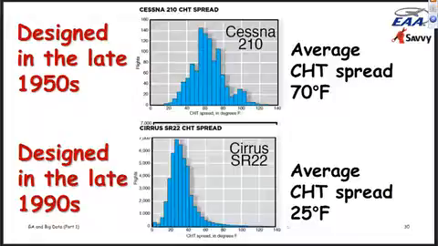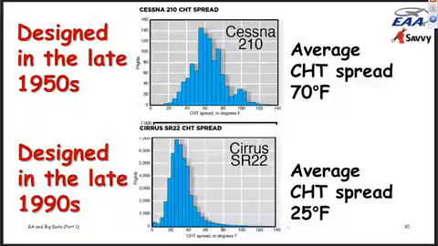empirical suspicions, where the Cessna 210s had a very, very wide CHT spread between the hottest and coldest cylinders, whereas the Cirruses had a very, very tightly clustered CHT spread, where typically the hottest and coldest cylinders were only 20-25 degrees apart, compared to 70 or 80 degrees apart on a typical Cessna 210.